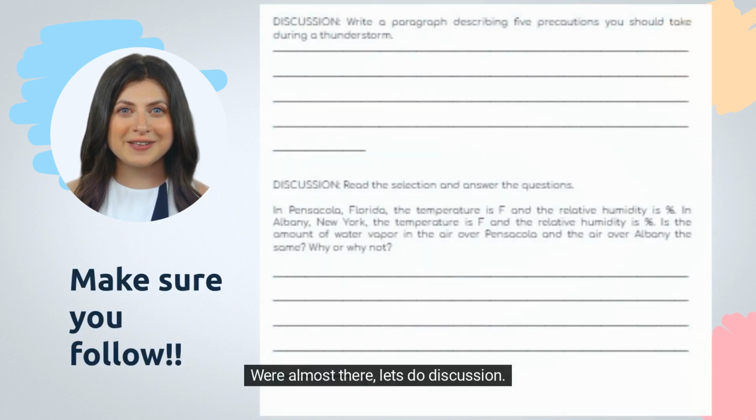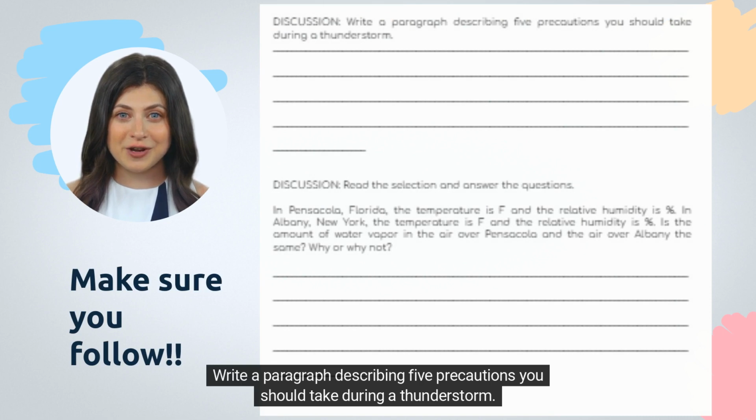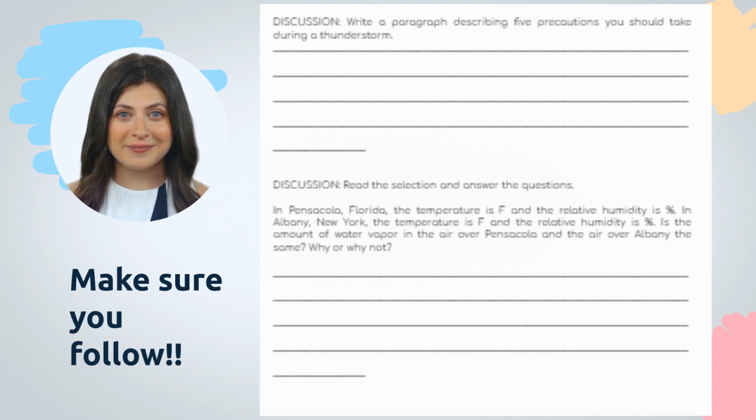We're almost there. Let's do discussion. Write a paragraph describing 5 precautions you should take during a thunderstorm. Write it on the blank provided.